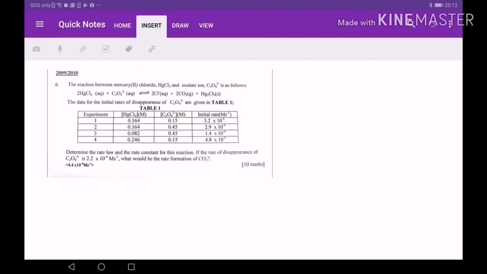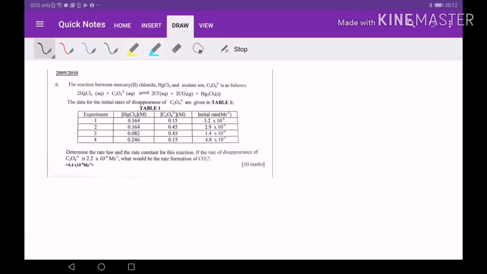Okay, so biasanya kalau soalan nak selesaikan menggunakan initial rate method, dia akan bagi soalan seperti ini di mana kita ada eksperimen dan concentration dan juga initial rate. So apa yang kita kena buat? So first kali tulis rate law.